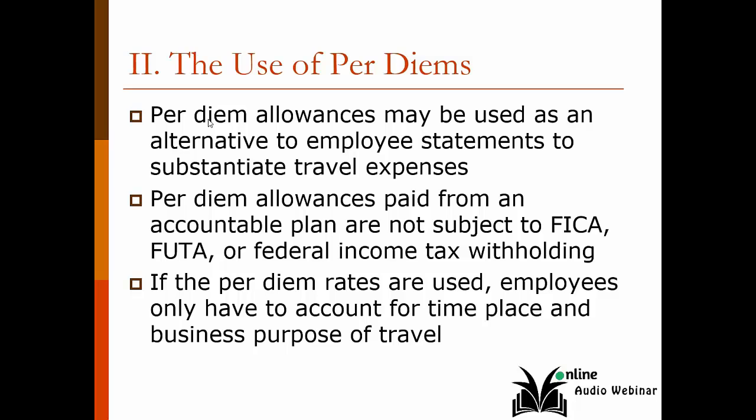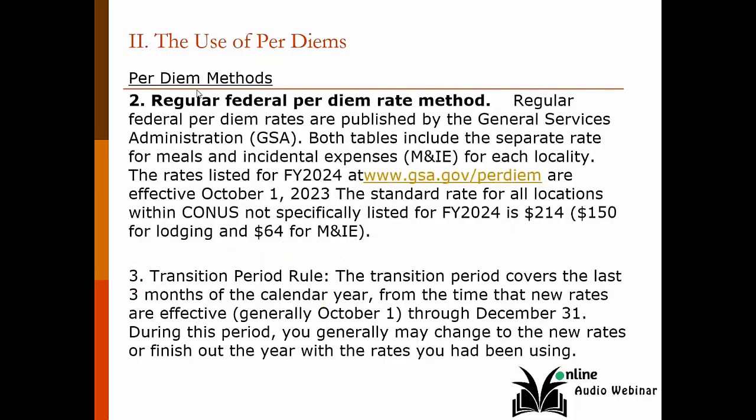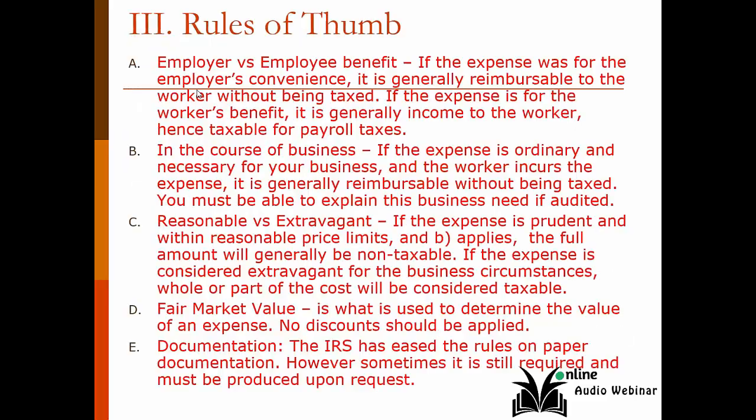All right, now let's talk about per diems. They can be an alternative to employee statements to substantiate travel expenses. Again, this is lodging, meals, and incidentals only. So the IRS has a high-low method. Again, the General Services Administration, at that URL in the yellow text on this slide.